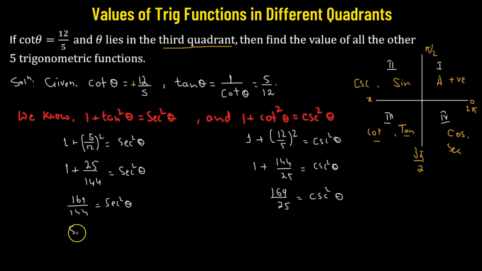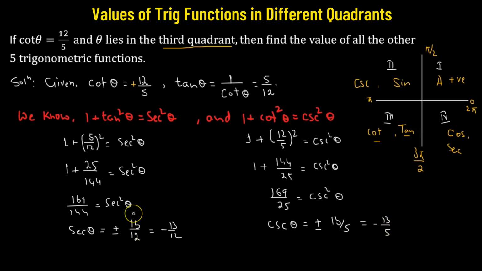Taking the square root, secant theta will be plus or minus the square root of 169, which is 13, over the square root of 144, which is 12. Then we also take the square root on both sides, so cosecant theta will be positive or negative 13 over 5. Now we are in the third quadrant. So we know that only tangent and cotangent are positive. So the remaining values are going to be negative. So secant theta can only take the value negative 13 over 12. And cosecant theta is also going to take a negative value, which is negative 13 over 5.